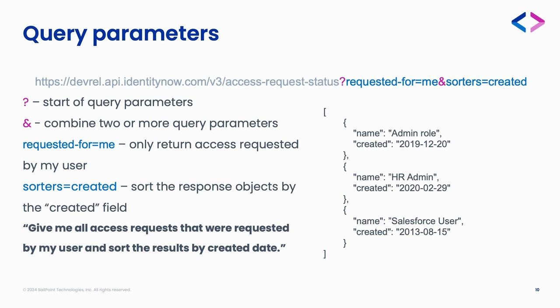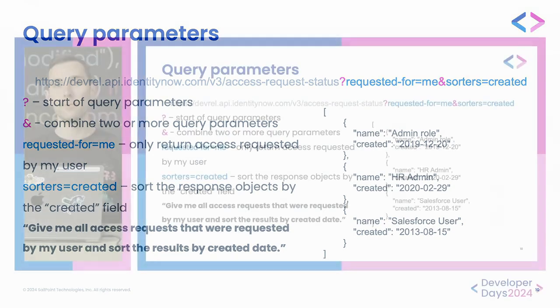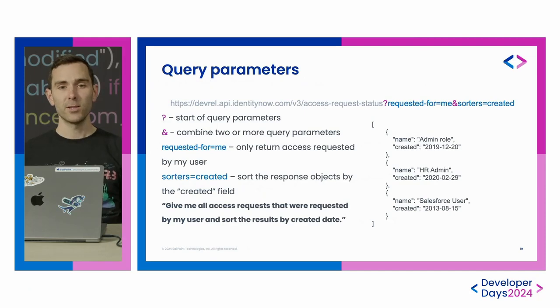If we look at the anatomy of a query parameter, again, it starts with a question mark that tells the server that this is the start of my query parameters. Then it's followed by one or more key value pairs for each query parameter you want to implement on that request. So in this example, for the access request status API, the query parameter is requested-for equals me. So that's going to say I only want to see access requests that were requested for me, not anyone else.